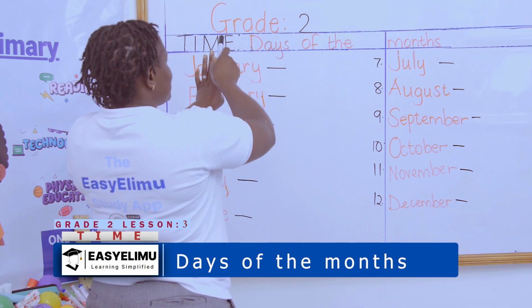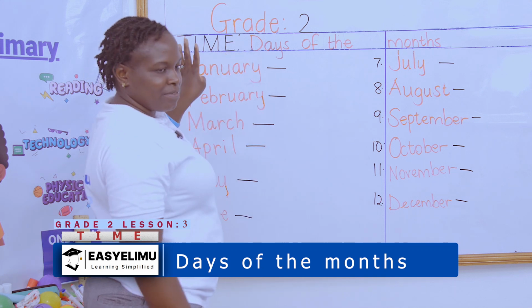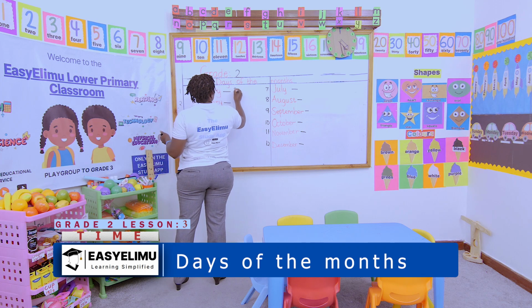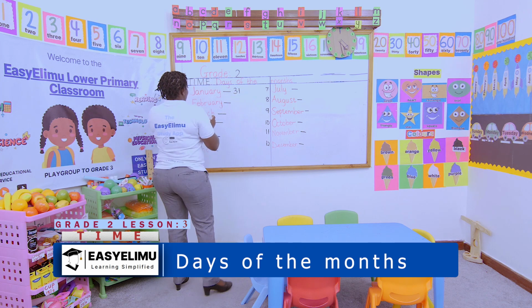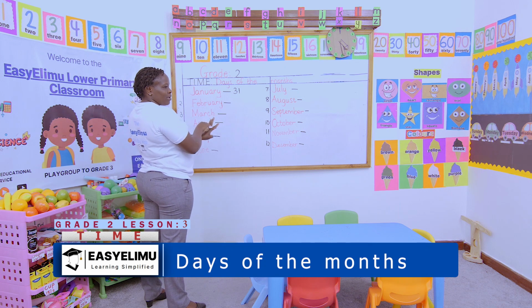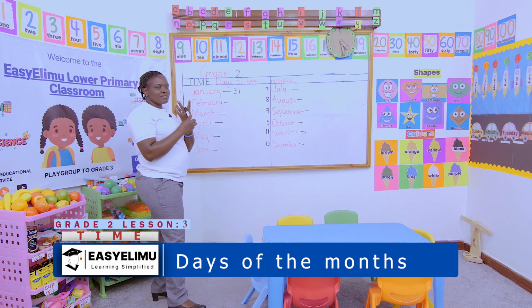So we are saying January. If I say January up here, how many days are in January? 31. Very good. It means January has 31 days. So we go up there again, January, then I come down. When I come down, that month has 30 days.